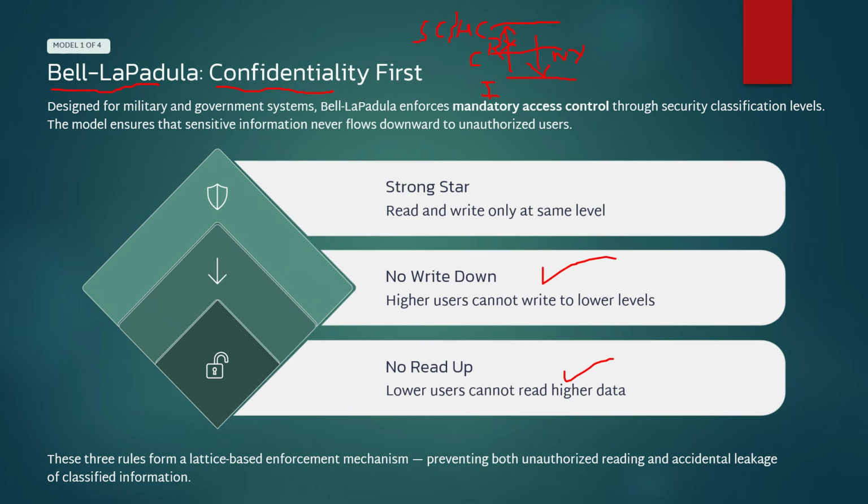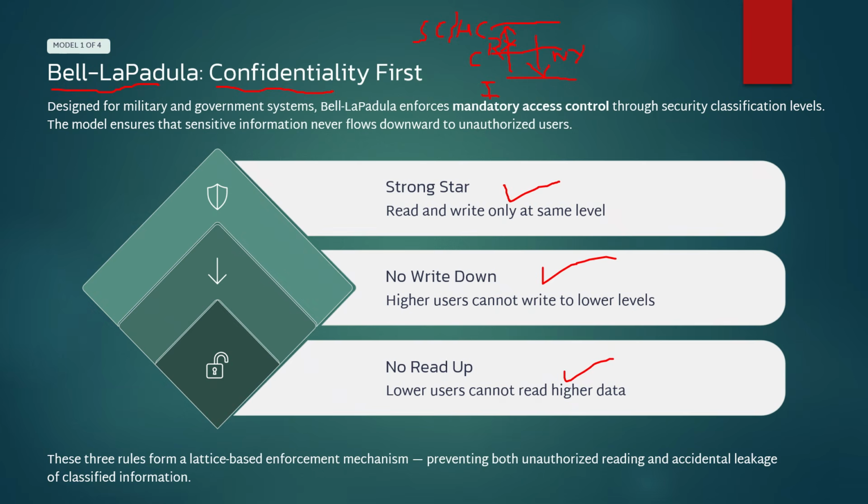And third is the strong star property. That means read and write at the same level. A secret user can only interact with secret data. So I hope you understood. We start with no read up, no write down, and strong star. So how is it confidential? Let's say there is a confidential file; a person who has lower access cannot access that particular file, and that's why we keep the information confidential.